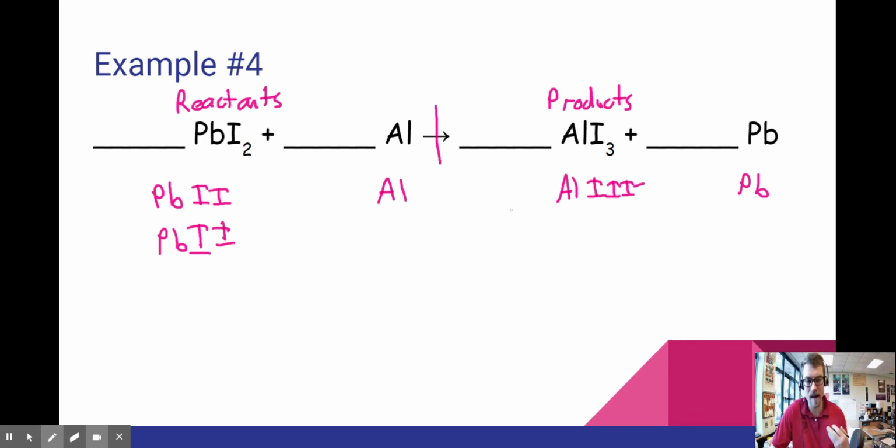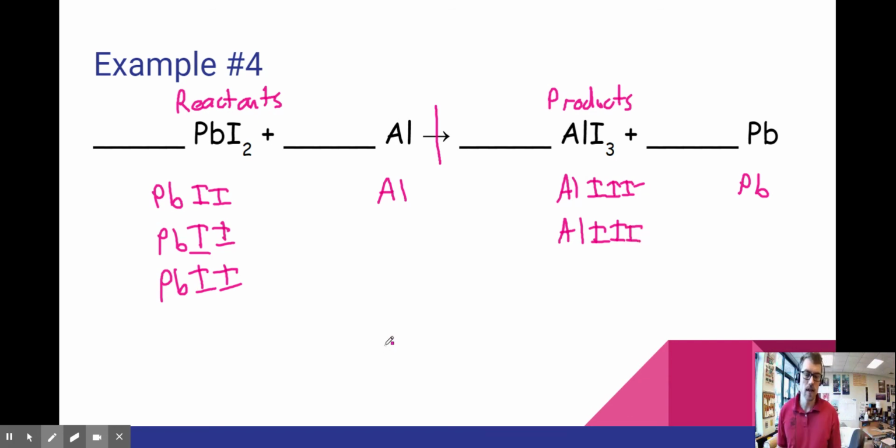Here's where using a little bit of our math skills is helpful. What is the least common multiple of 2 and 3? Well, it's 6. So what we want is to get to 6 iodines on both sides. You can also just guess and check this if you want, but if you guess and check, you may end up with numbers that are too big. So the least common multiple between 2 and 3 is 6. So I need to get to 6 iodines on both sides. So let me add on one more PbI2 and another AlI3.